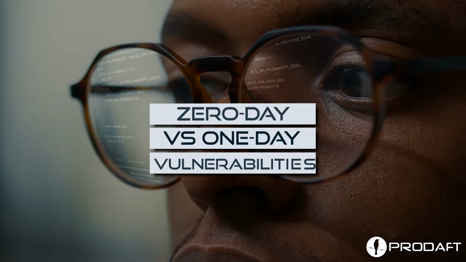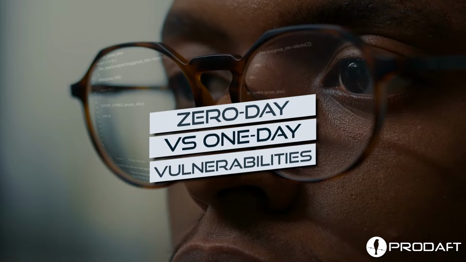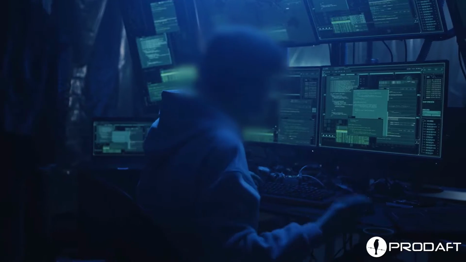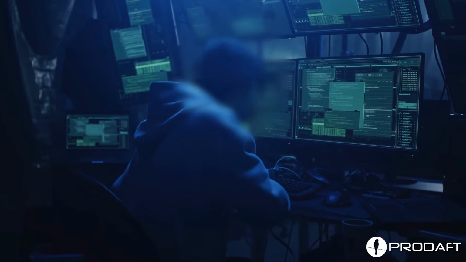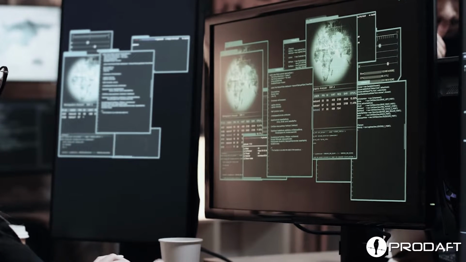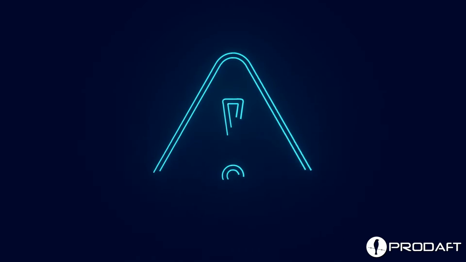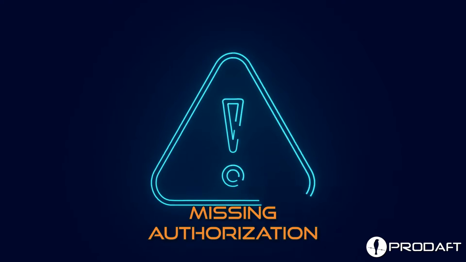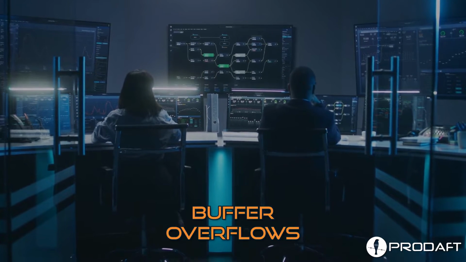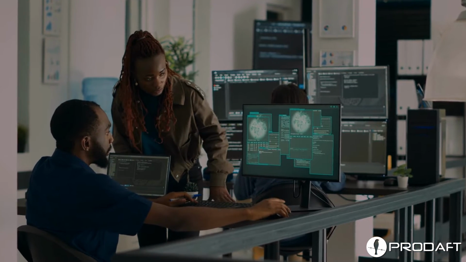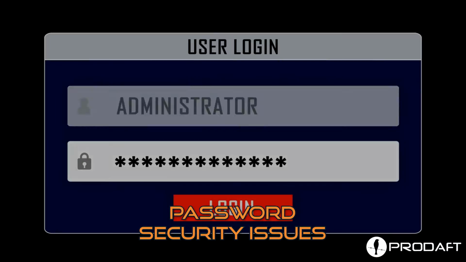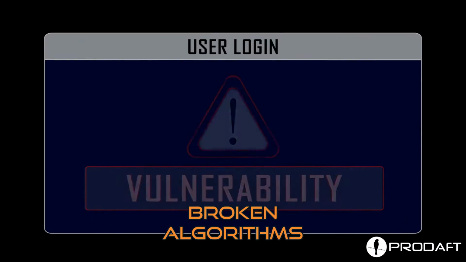Zero-day versus one-day vulnerabilities. Zero-day vulnerabilities refer to a software exploiter bug that needs a patch. Hackers often use these bugs to steal sensitive information before you even notice it. Zero-day vulnerabilities have different forms, and they can pop up as SQL injection, missing authorization, missing data encryption, and buffer overflows. Additionally, zero-day vulnerabilities can also come as URL redirects, password security issues, and broken algorithms.